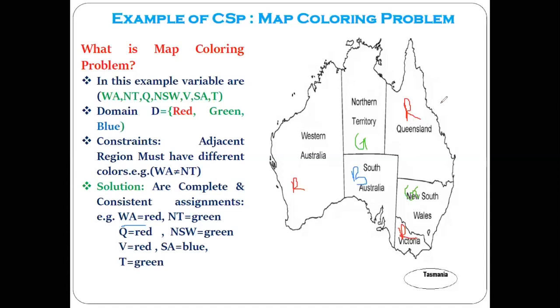Now in this way, this map coloring problem can be solved. Now one region remains, that is Tasmania. Which color can I give? I can give any color to this because it is not attached to this map. Yes or no? There is no link between this and this part. So I can give any color to this particular part. It doesn't matter.